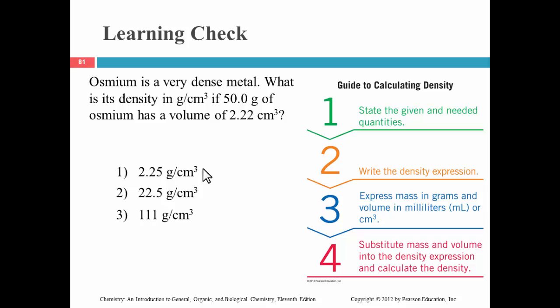Now it's time for a learning check. Osmium is a very dense metal. What is its density in grams per cubic centimeter if 50 grams of osmium has a volume of 2.22 centimeters cubed? Remember that the equation for density is mass divided by volume. Pause this video while you determine the answer.